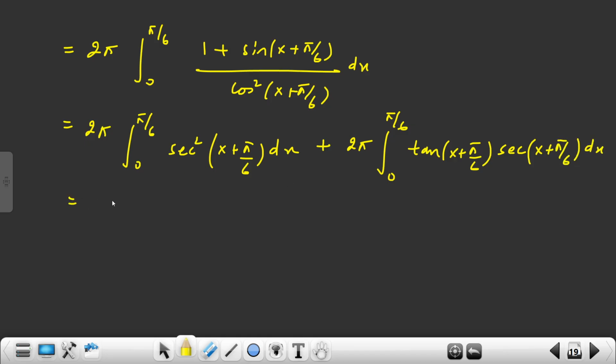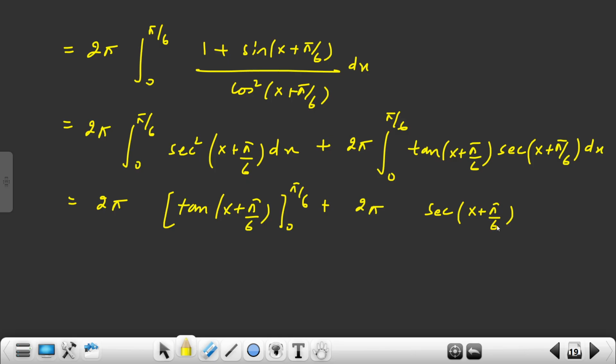Now this secant square integrates to how much? Tan x plus pi by 6. This is from 0 to pi by 6 and 2 pi. And this is how much? Secant x. Integration is secant x, from 0 to pi by 6.